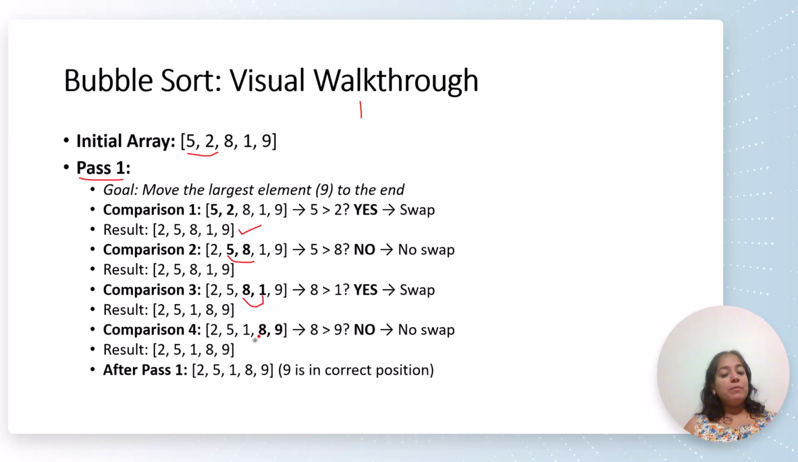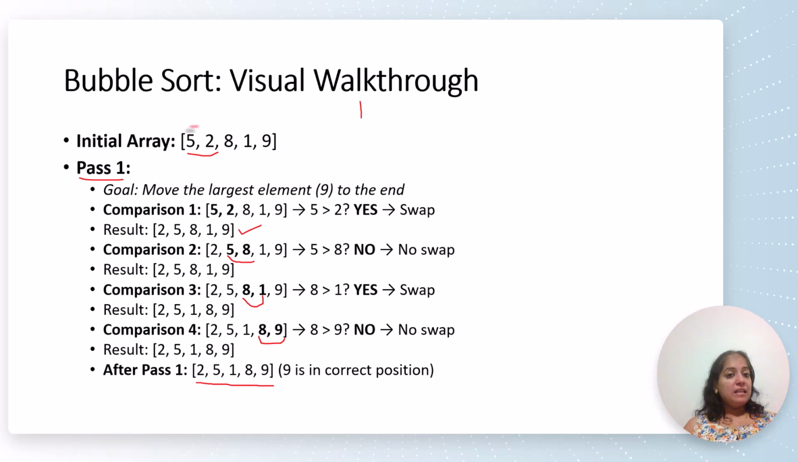Then we compare 8 and 9. Elements are in correct order, so we leave them as they are. So after pass 1, your array becomes 2 5 1 8 9. Make sure that after every pass, the largest element goes to its proper position.